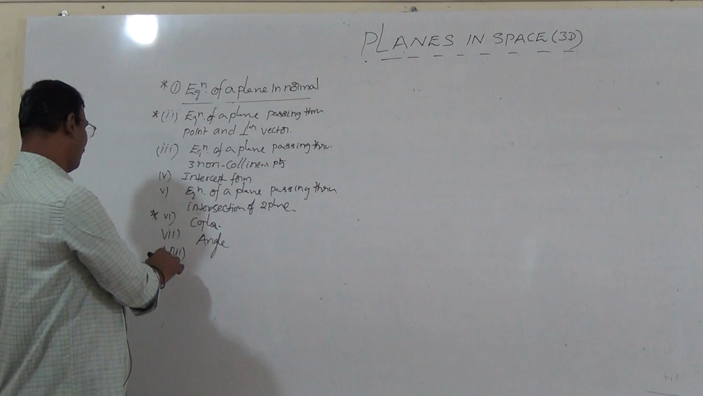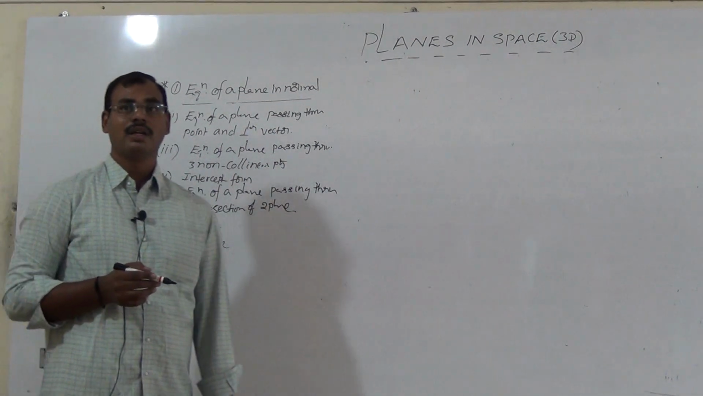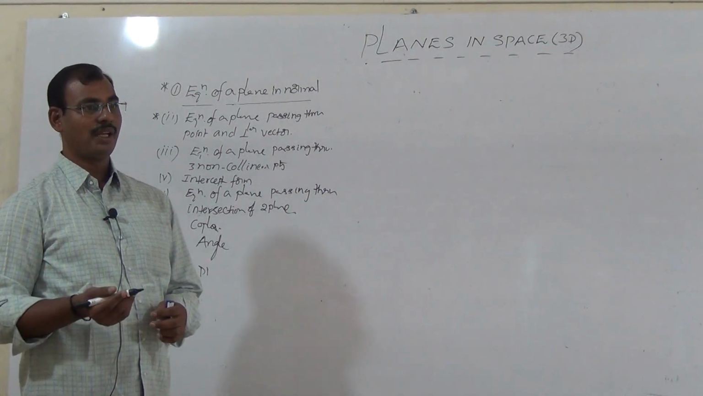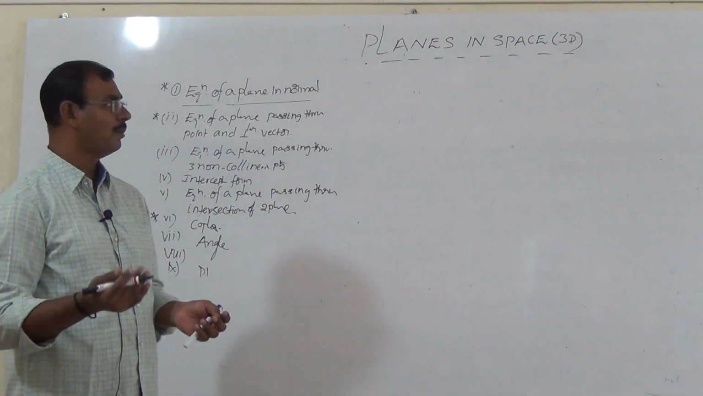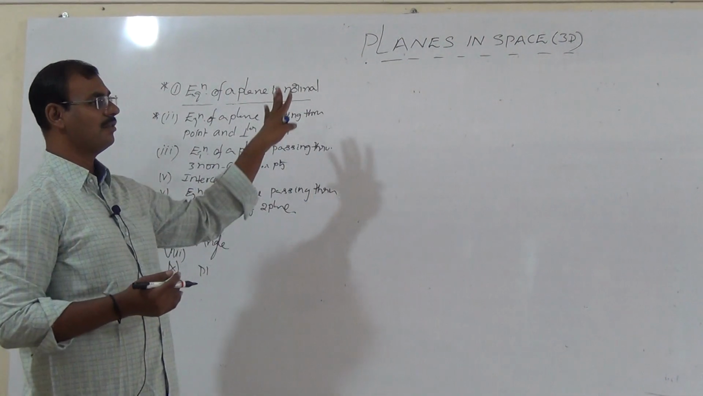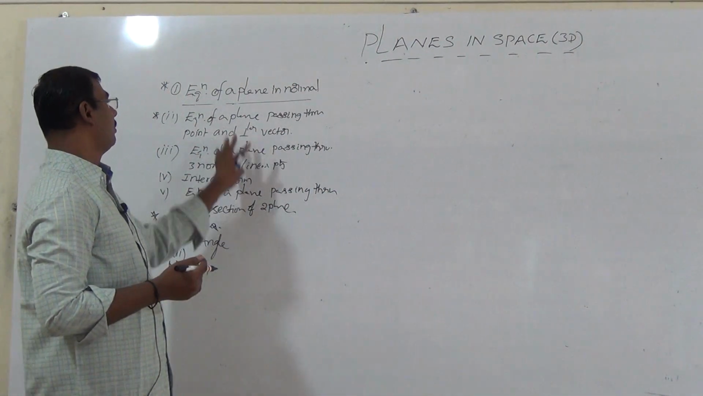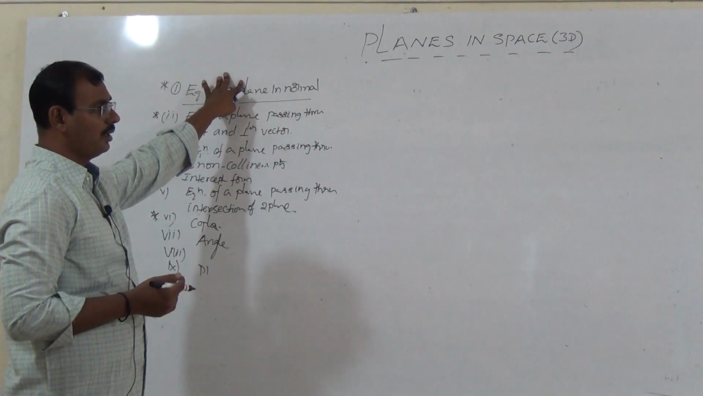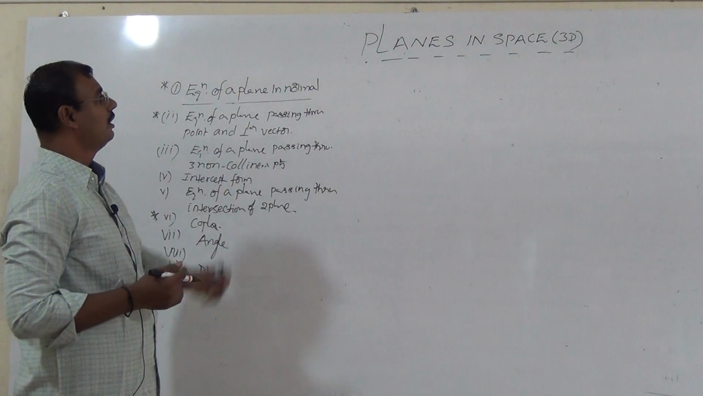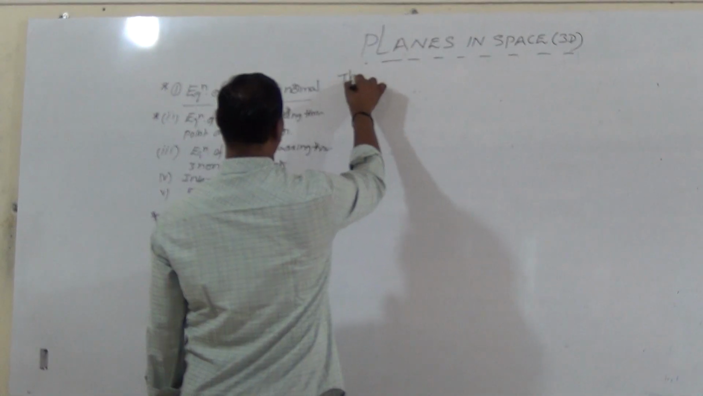Next, the ninth topic, that is distance of a point from the plane. Distance from the plane to the point. This is the whole concept of planes. Very, very important chapter from the CET point of view also. Remember, today we are going to study the equation of a plane in normal form. They ask it as a theorem like this, so it is a very, very important theorem.